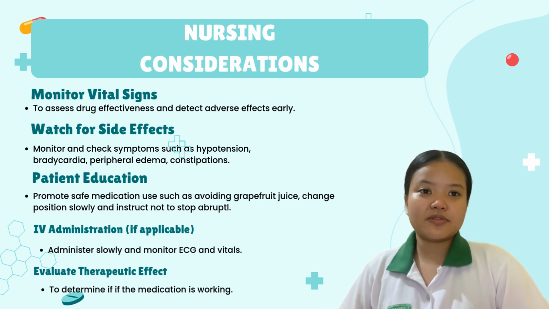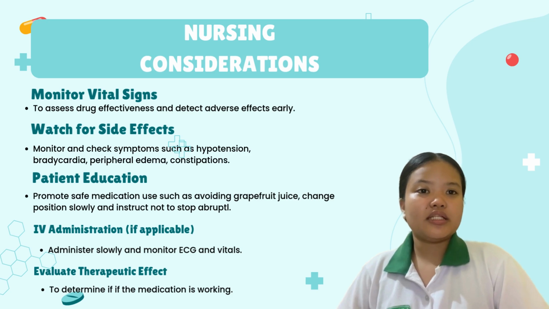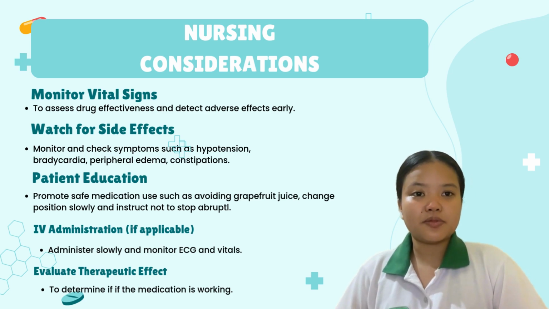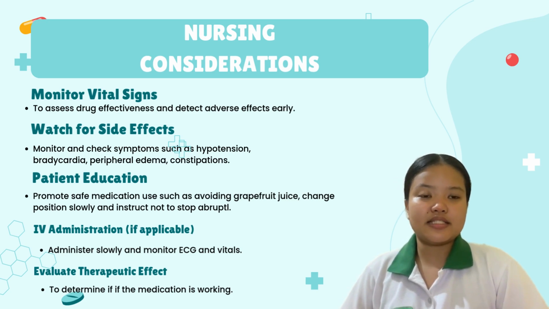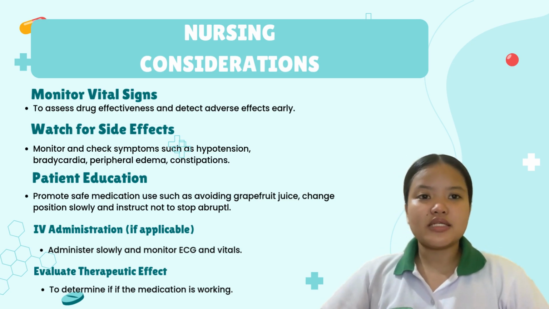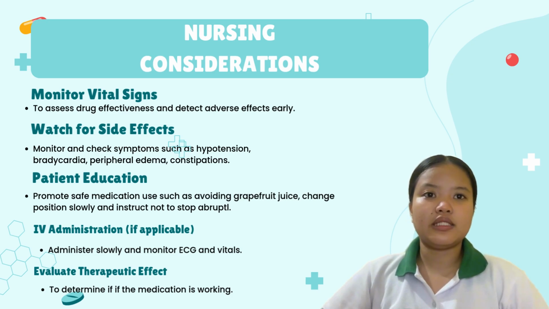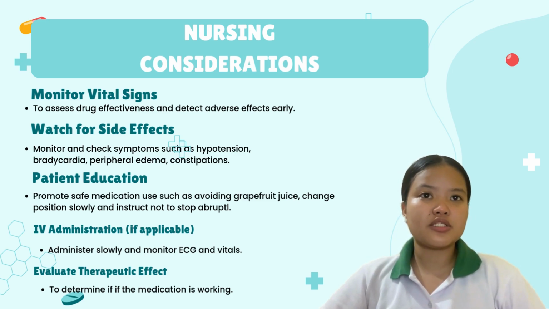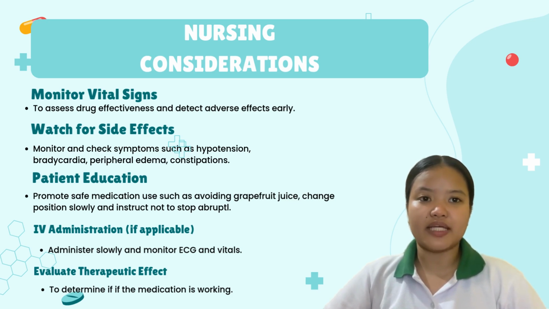The next one is to initiate patient education. This is to promote safe medication use. First one is to teach the patient to change positions slowly to prevent dizziness. Avoid grapefruit juice, which could alter drug metabolism. Instruct not to stop abruptly, and report signs of heart failure or arrhythmias. So next one is IV administration if applicable. Rapid effects require close monitoring. Therefore, we have to administer slowly and monitor ECG and vitals.